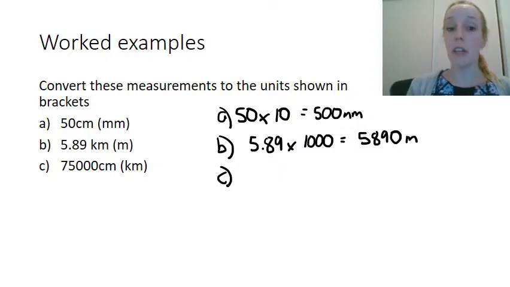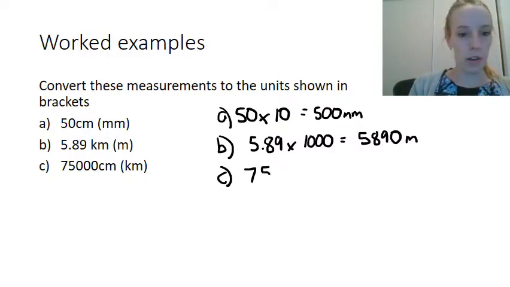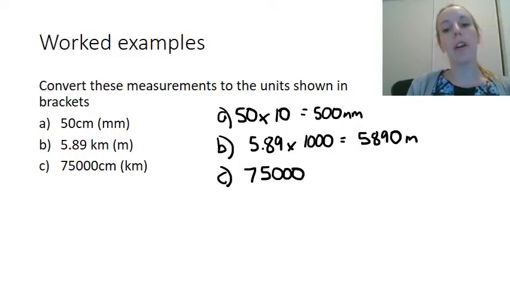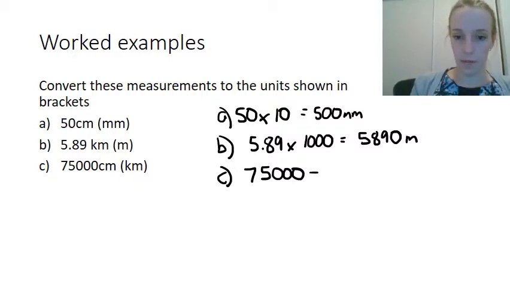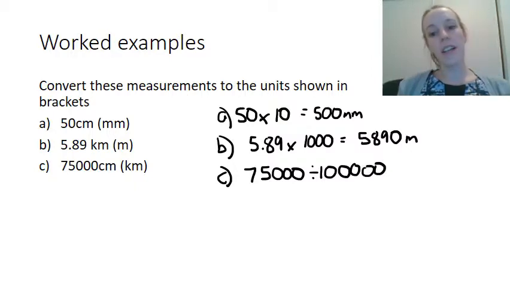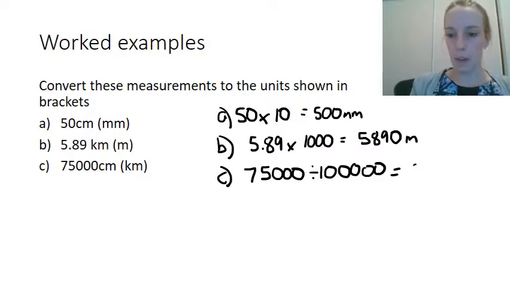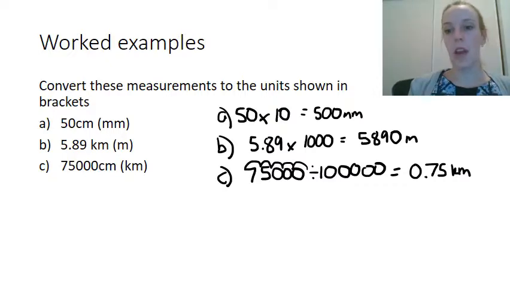And the last one, this time we're going the opposite way, from a smaller unit to a larger unit, so we're going to be doing division. So we've got 75,000 centimetres, and we're going to convert that to kilometres. There's two ways that you could do this. You could divide by 100 to get it to metres, and then divide it by 1,000 to get from your metres to kilometres, or you can divide all together. And that will give you, move our decimal place 1, 2, 3, 4, 5 spaces, 0.75 kilometres.